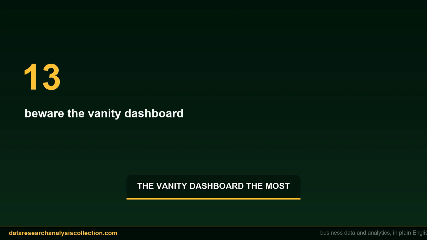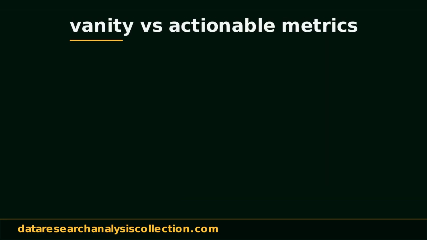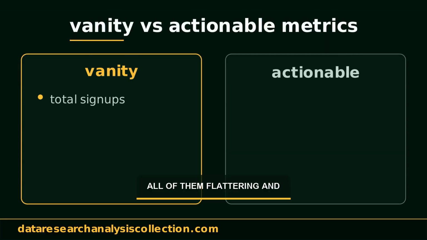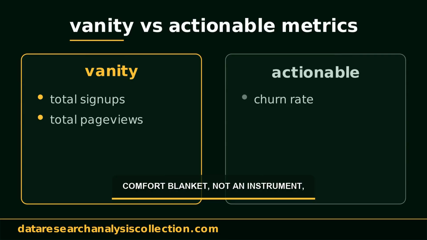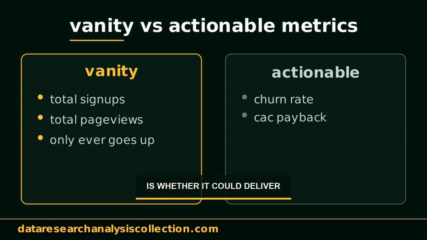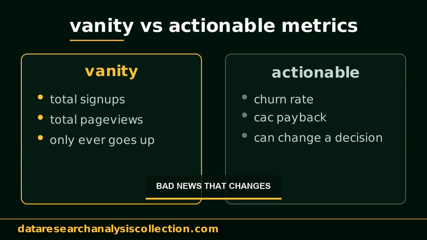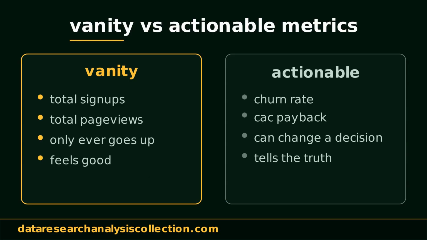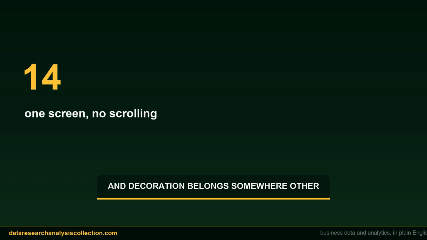Beware the vanity dashboard. The most common failure mode is a dashboard built to feel impressive rather than to be useful. Rows of big numbers that only ever go up. Total signups, total page views, all of them flattering and none of them actionable. A dashboard full of numbers that can only rise is a comfort blanket, not an instrument, because nothing on it will ever tell you to change course. The test for every metric is whether it could deliver bad news that changes a decision. If a number can only make you feel good, it is decoration, and decoration belongs somewhere other than your instrument panel.